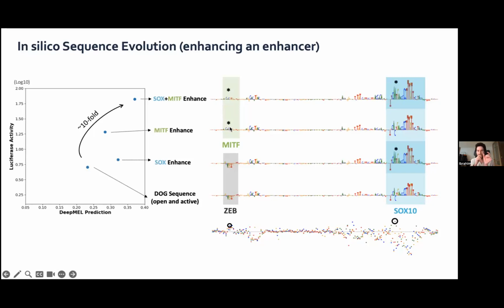between MITF and ZEB, they are both E-box-like motifs, and the only difference is that for MITF the middle is CG, and for ZEB the middle is GG.